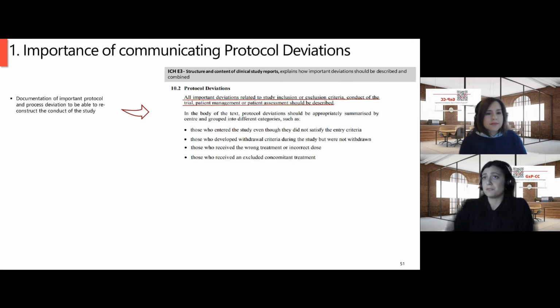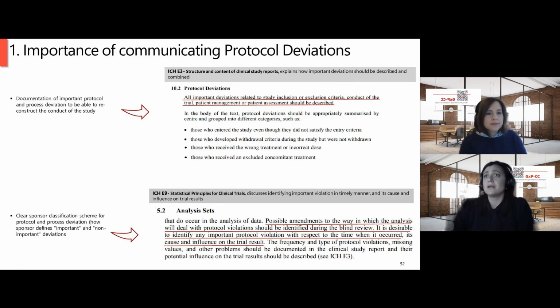That's the first expectation. Another expectation, written in ICH E9, which is the statistical principles for clinical trials, also adopted by EMA, says that there should be a clear sponsor classification scheme for protocol and process deviations: what is considered important for this study, for this sponsor, and what is considered non-important.